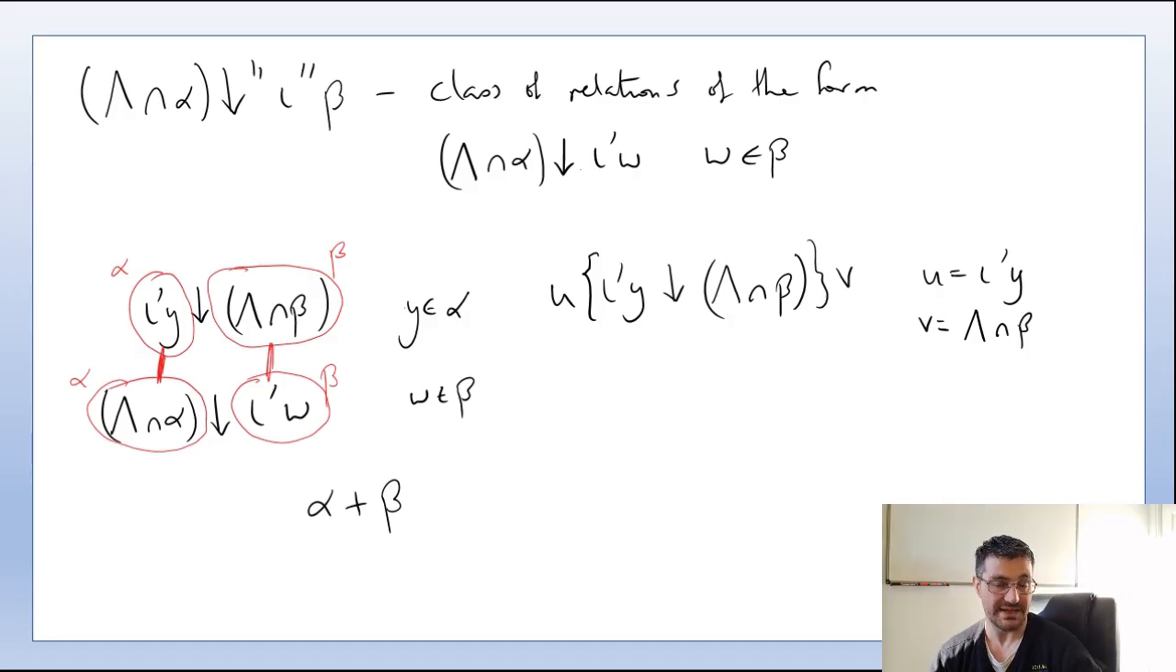So alpha plus beta is a class of terms, all of the same type naturally, but it's a new class. Alpha plus beta is not a class of the same type as alpha or beta. It's related to the types of alpha and beta, it's determined by the types of alpha and beta, but it's not of the same type as alpha and beta.